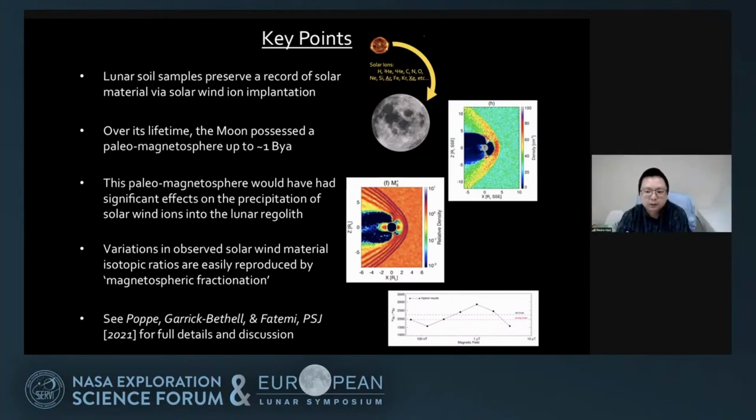And I guess this could also be the diagnostic of the magnetic field. Yeah, it's dependent on not only the strength, but actually the orientation of the paleo pole, which is a whole other set of simulations to be done.